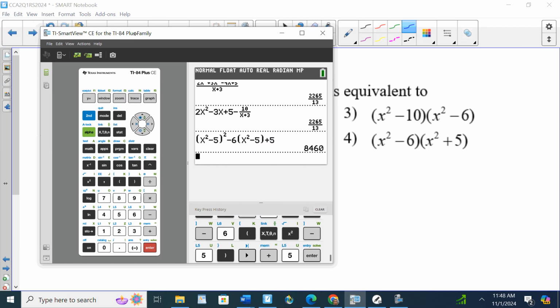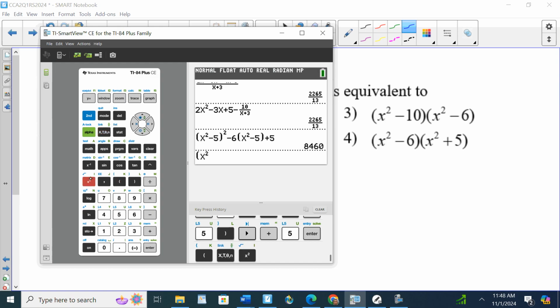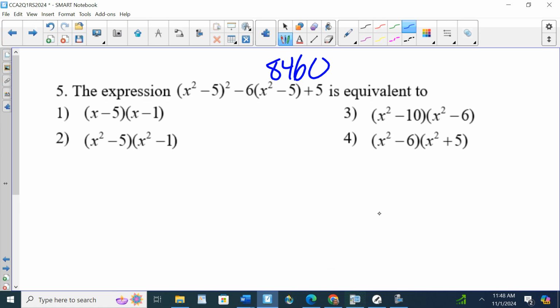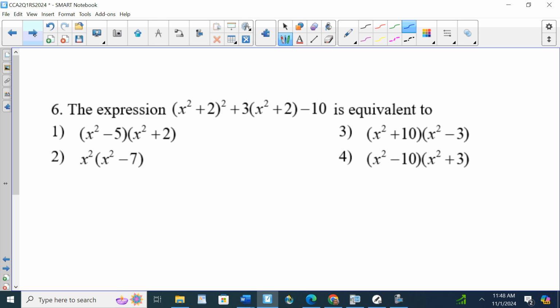And of course, you're going to start with choice 1 and just go through the process. X squared minus 10, x squared minus 6, 8460. The other ones were all not 8460. That's it. And if you're watching this, there's a small typo on number 6. I'm sure I told you in class, but that choice should be x squared plus 7, not minus 7.